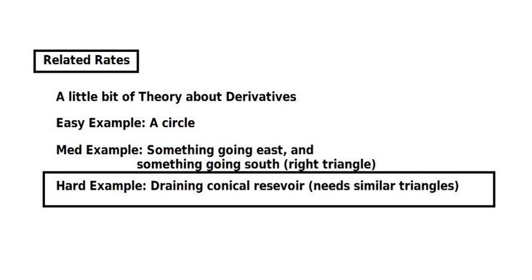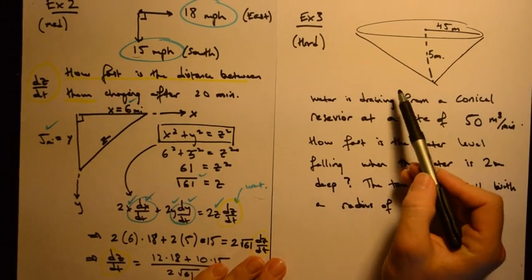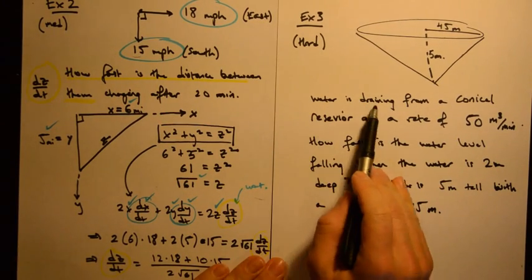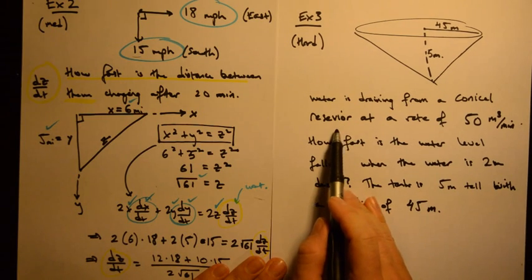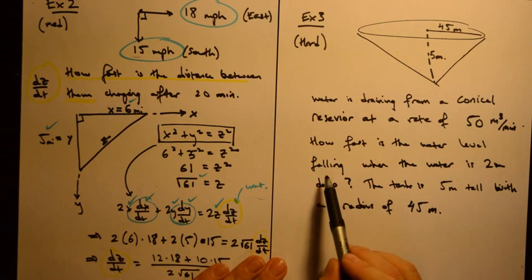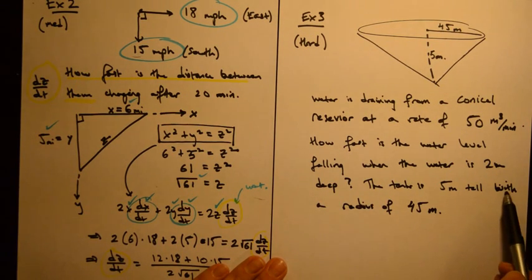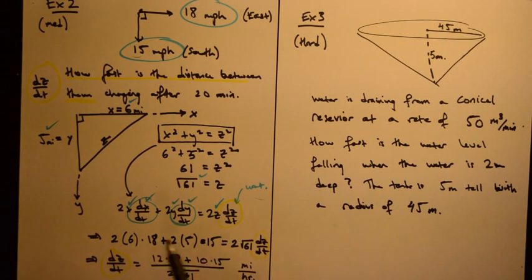So here's a harder problem that involves similar triangles. It's one of the classic problems in related rates. In this problem, it says water is draining from a conical reservoir at a rate of 50 meters cubed per minute. How fast is the water level falling when the water is 2 meters deep? The tank is 5 meters tall with a radius of 45 meters.